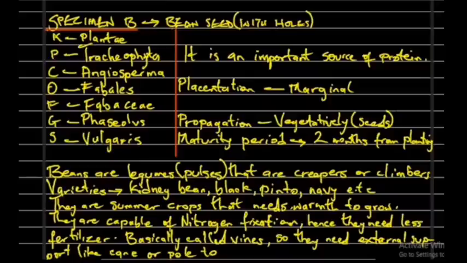But particularly what we are talking about now for this specimen is bean seed with holes. These are crops that have been eaten up by bugs, by the weevil that we talked about in specimen A. You can see the weevil on the bean seed here, and it has eaten up the bean. It has bored holes on the seed. That is what we are talking about.